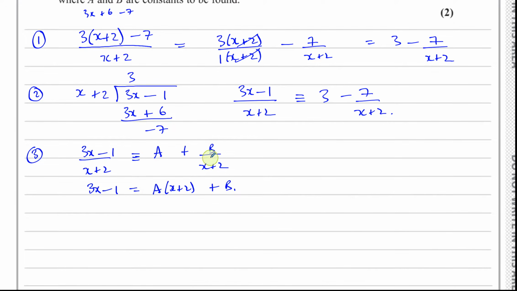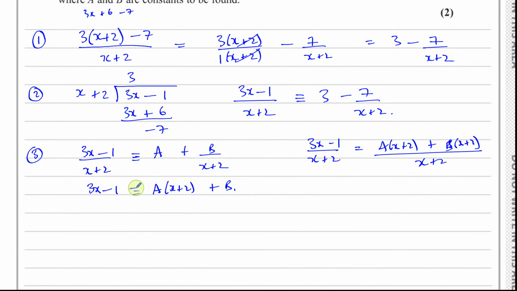Alternatively, I can make this into one fraction, and then the denominators are the same, therefore the numerators will be the same. If I make it into one fraction, I have to put this over x plus 2, so I have a(x plus 2) over (x plus 2) plus b over (x plus 2). So now we see that the numerators have to be the same because the denominators are the same. So we can equate them.